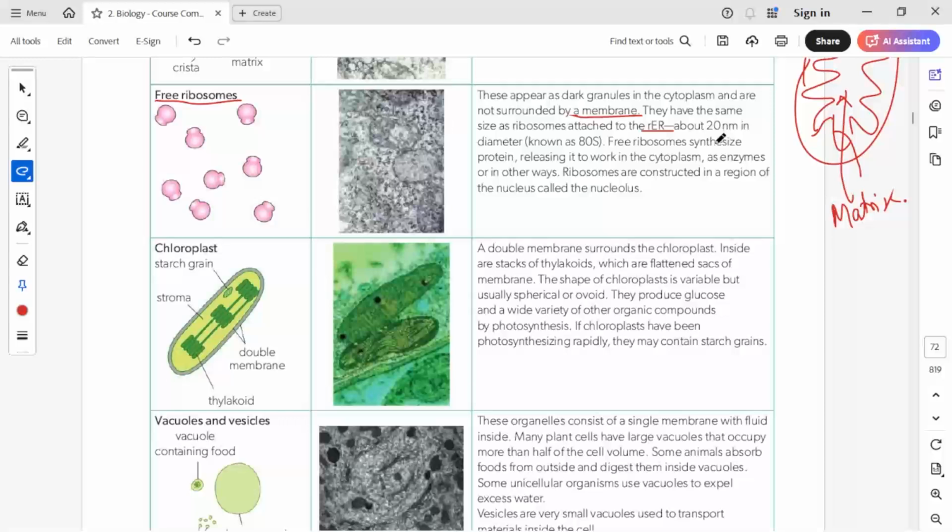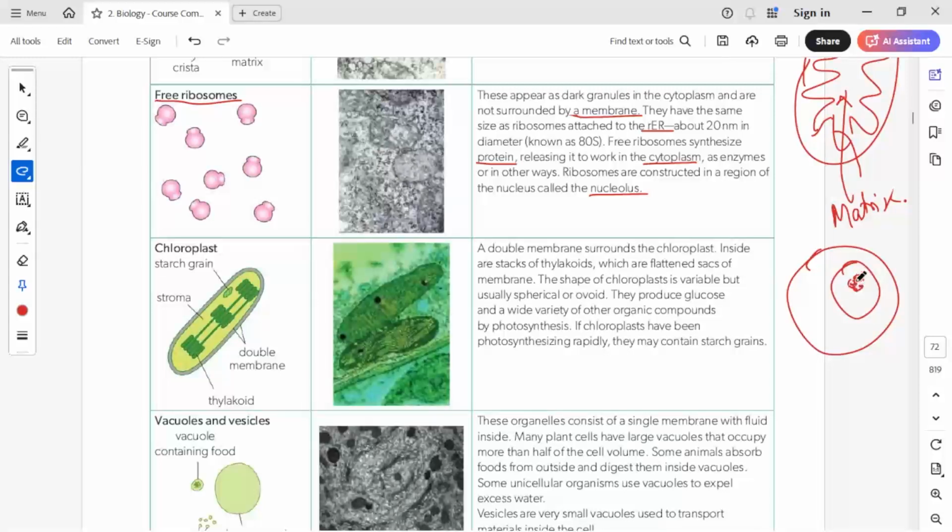So there is no structural difference between the freely suspended ribosomes inside the cytoplasm and the ribosomes attached to the rough endoplasmic reticulum. They have similar size and everything is similar in them. Free ribosomes synthesize proteins, releasing them in the cytoplasm as enzymes or in other ways. Ribosomes are constructed in a region of the nucleus called the nucleolus. Interestingly, if this is a cell and this is the nucleus, it will have a dense area inside it.